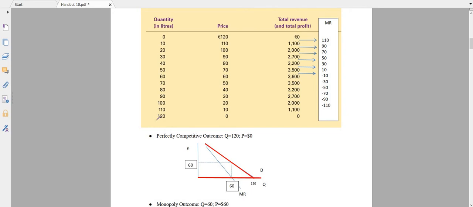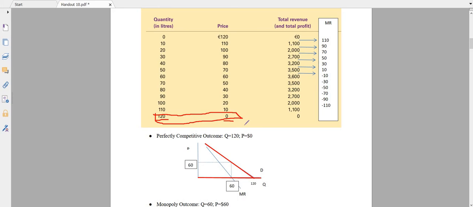Let me just identify it on the table as well. So this is going to be the perfectly competitive market outcome, where quantity is 120 and price is equal to 0. Another way to look at this is as follows.